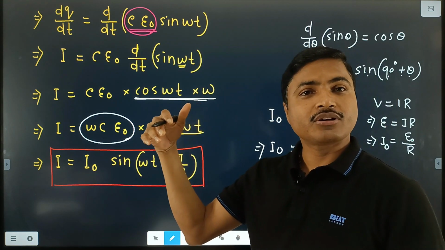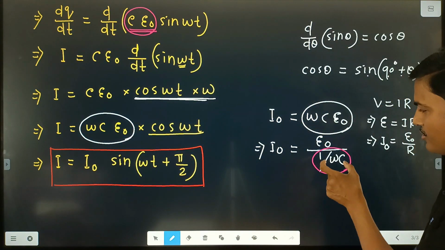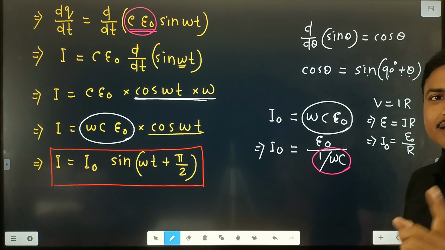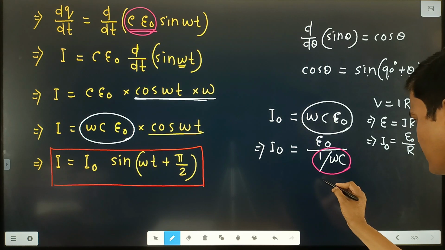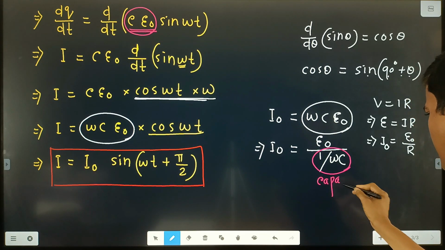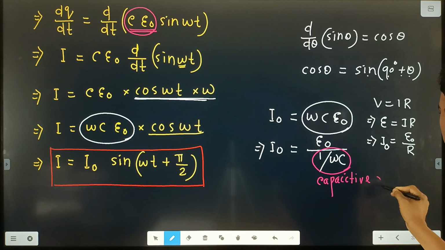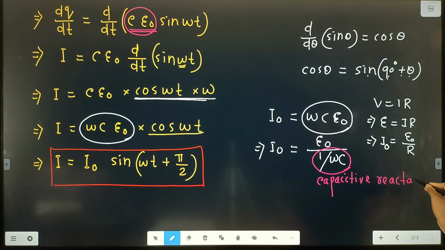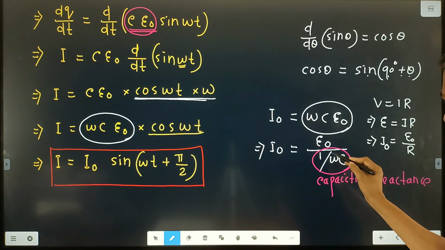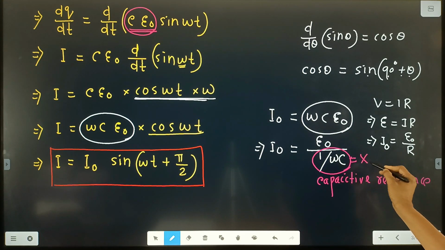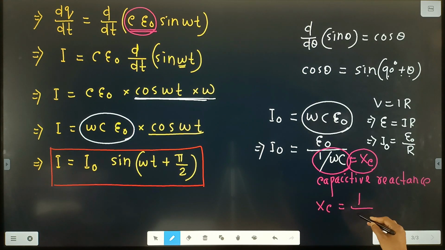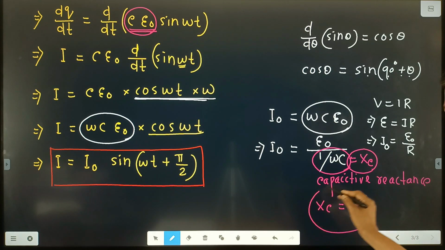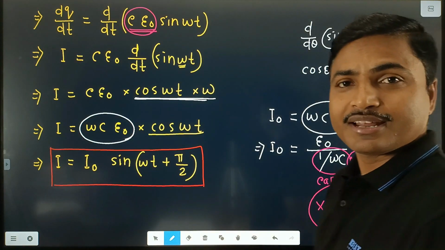because it is a circuit containing only a capacitor, so here 1 divided by omega C is known as capacitive reactance. And in place of 1 divided by omega C, we write the symbol Xc. That means finally we write capacitive reactance Xc is equal to 1 divided by omega C. This is the expression of capacitive reactance.